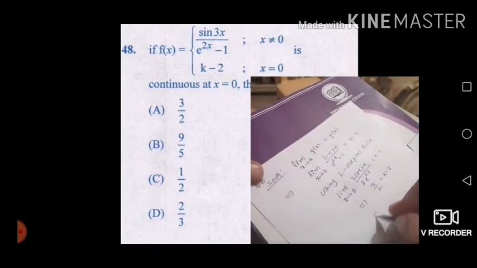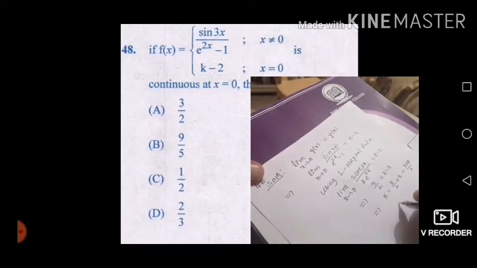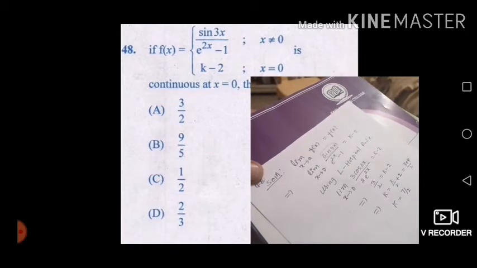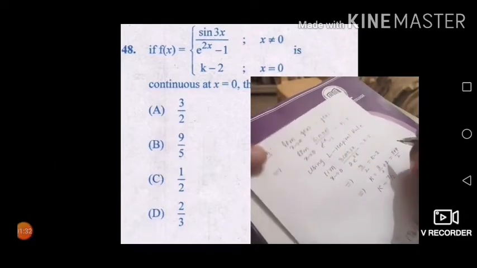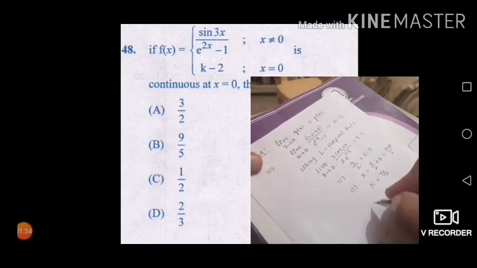So finally, transferring 2 to this side, k is equal to 3 by 2 plus 2. So we got the answer (3 plus 4) by 2. So the total answer is 7 by 2. Hence option... since no option is matching, hence grace marks.